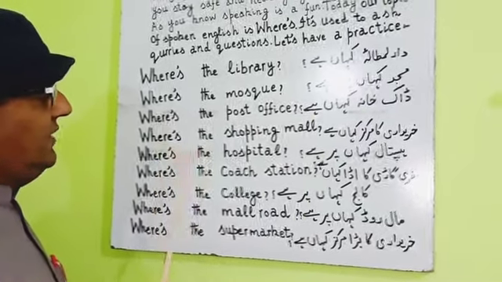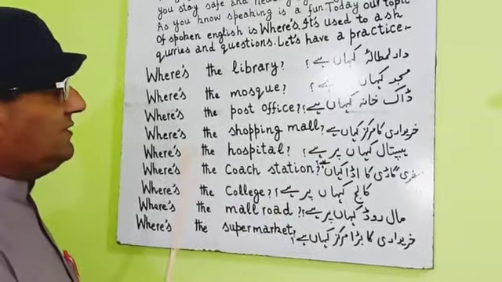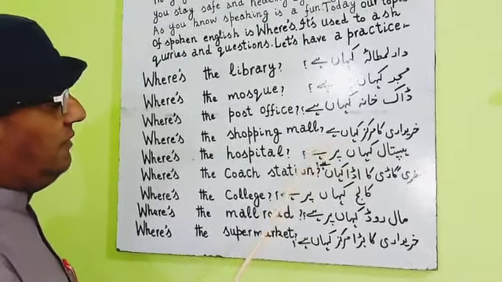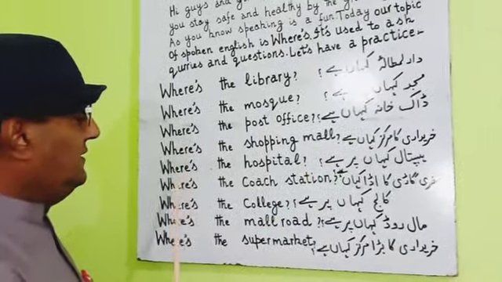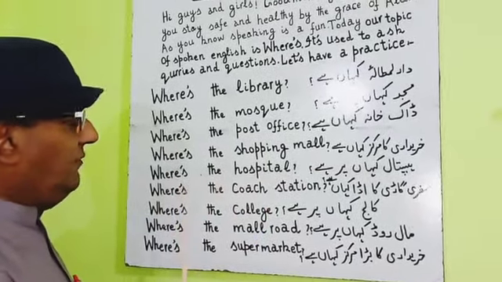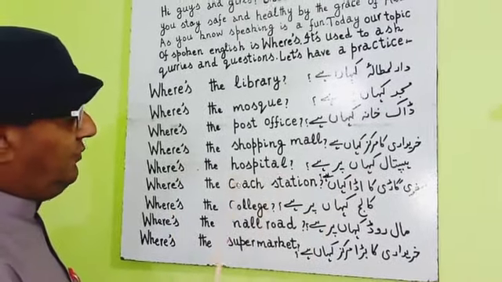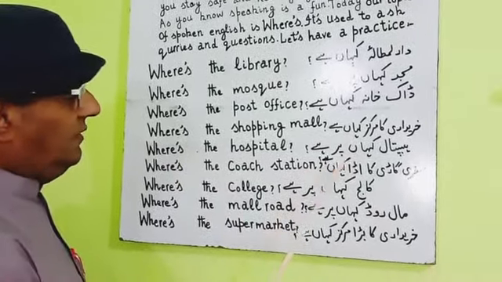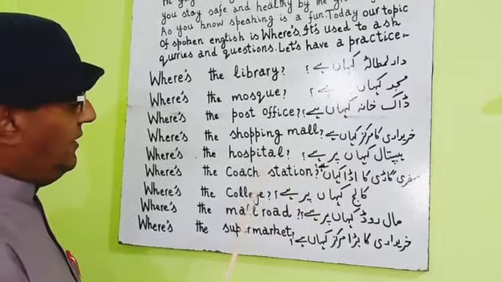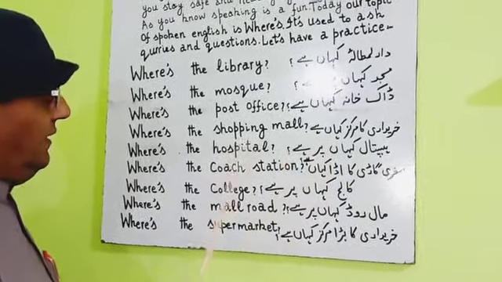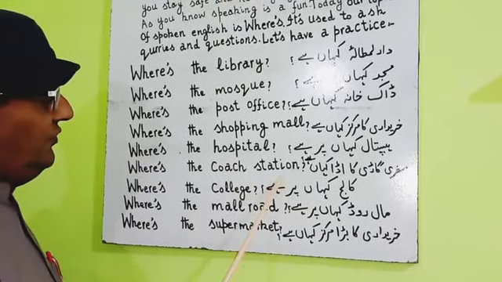Next is where's the shopping mall? Where's the shopping mall? खरीदारी का मरकज कहाँ है? Next is where's the hospital? Where's the hospital? अस्पताल कहाँ पर है? Where's the hospital? अस्पताल कहाँ पर है?